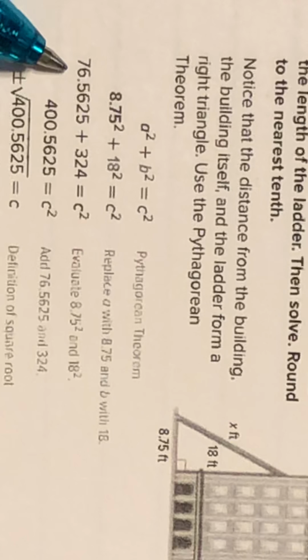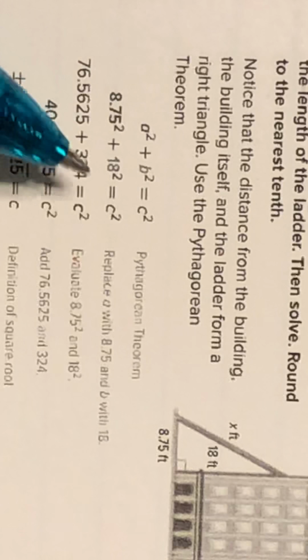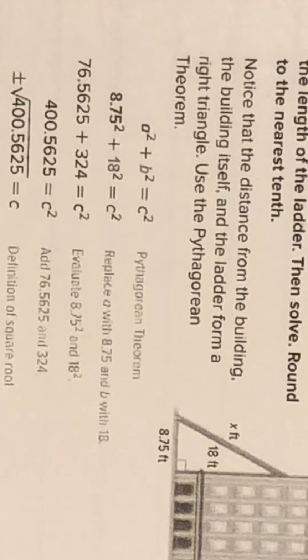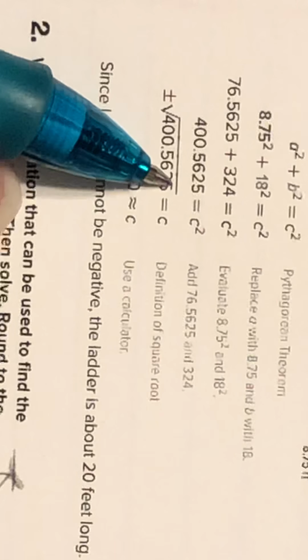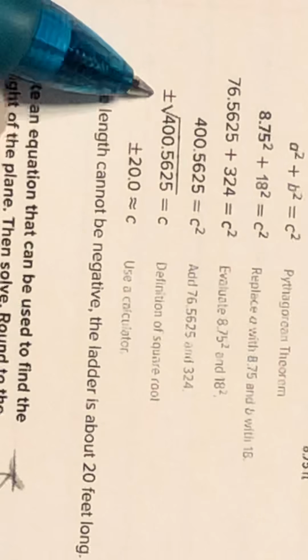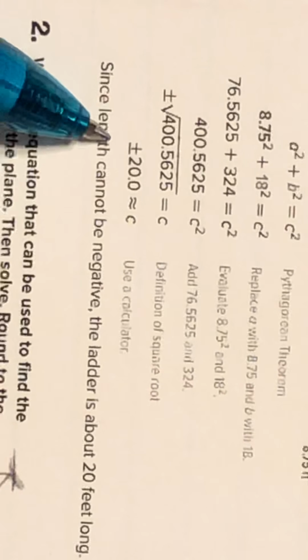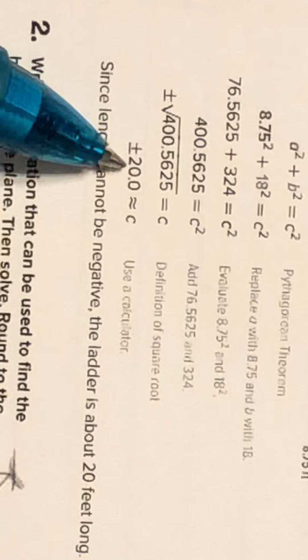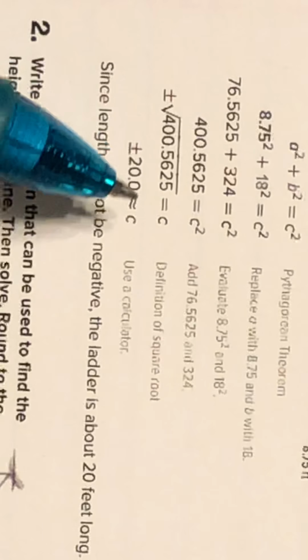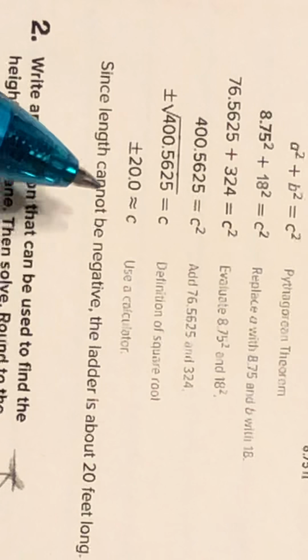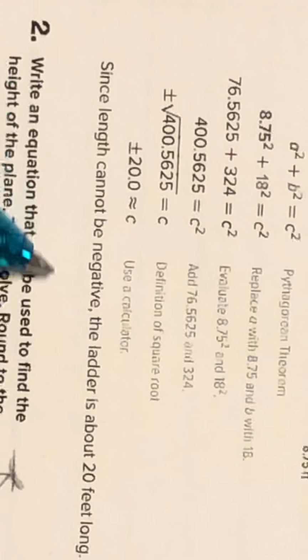8.75 squared is 76.5625. 18 squared is 324. When I add them together, I get 400.5625. And I take the square root. Technically, I need to take the positive and the minus square root. Okay, so I get 20.0. Since length cannot be negative, the ladder is about 20 feet long.